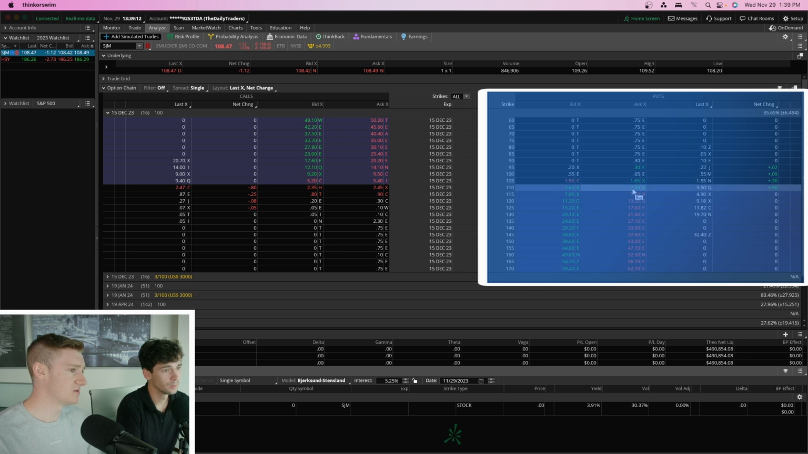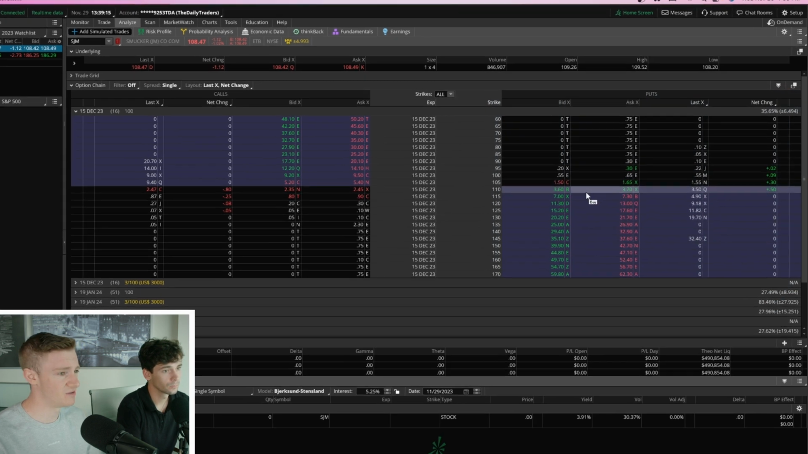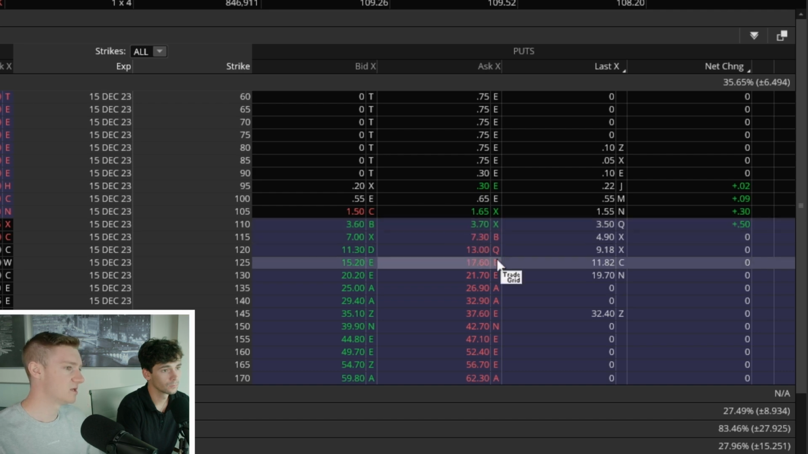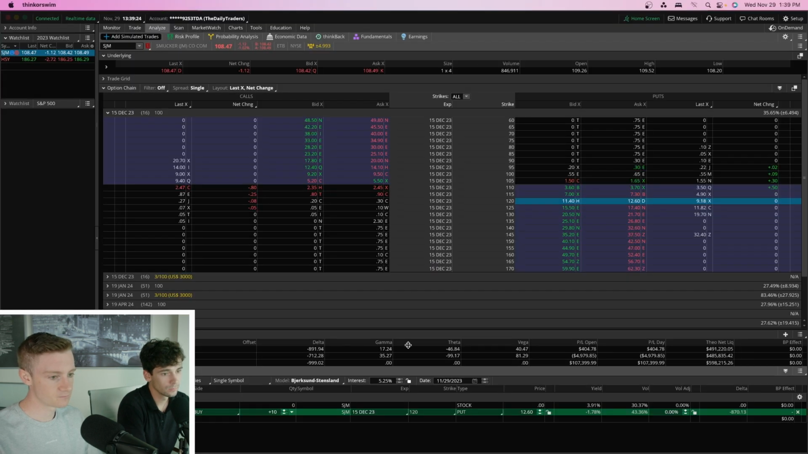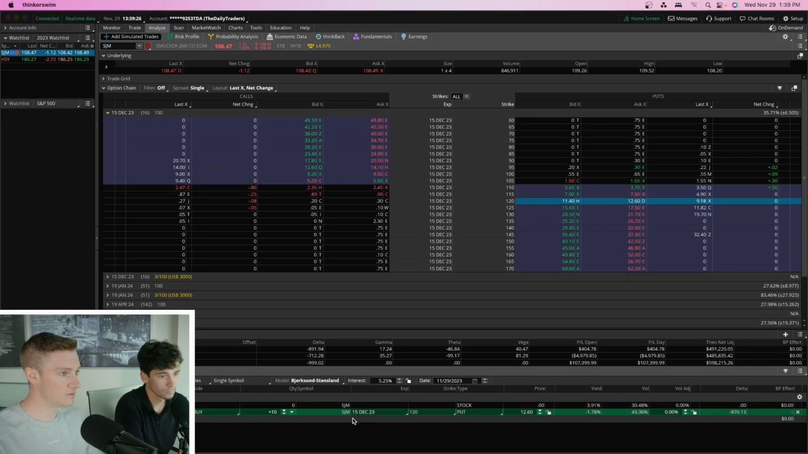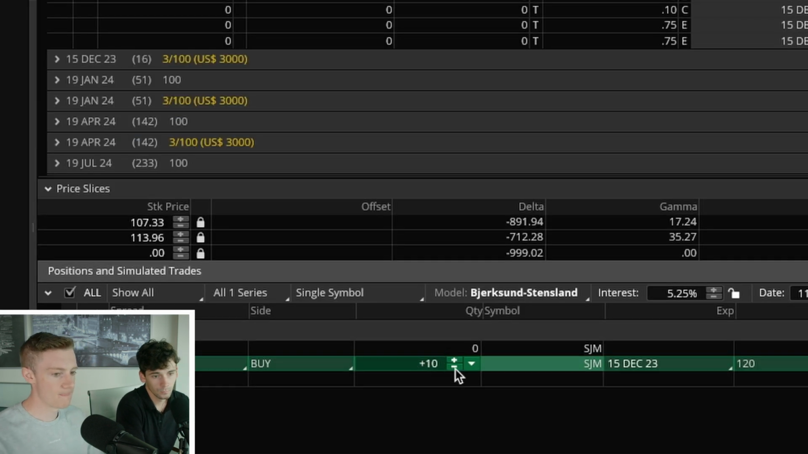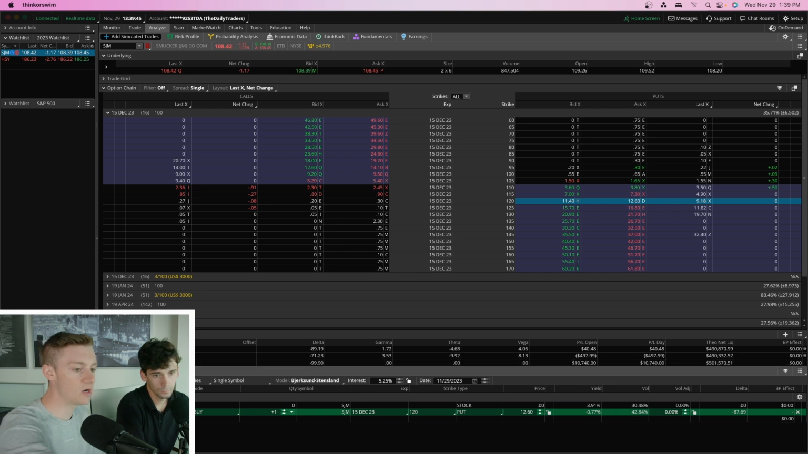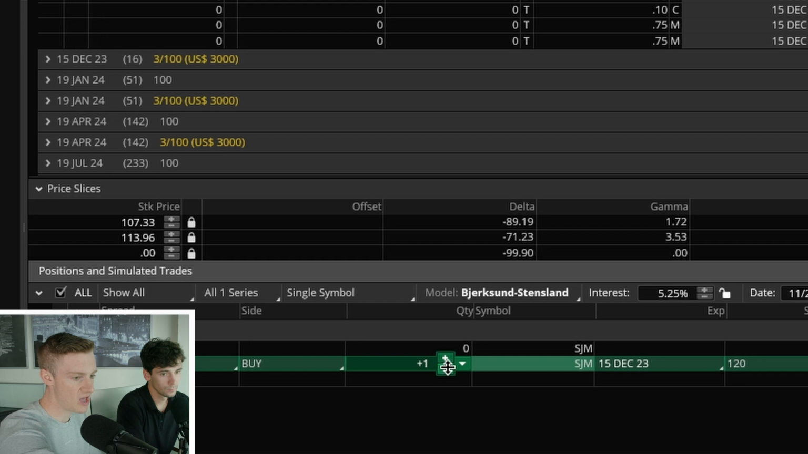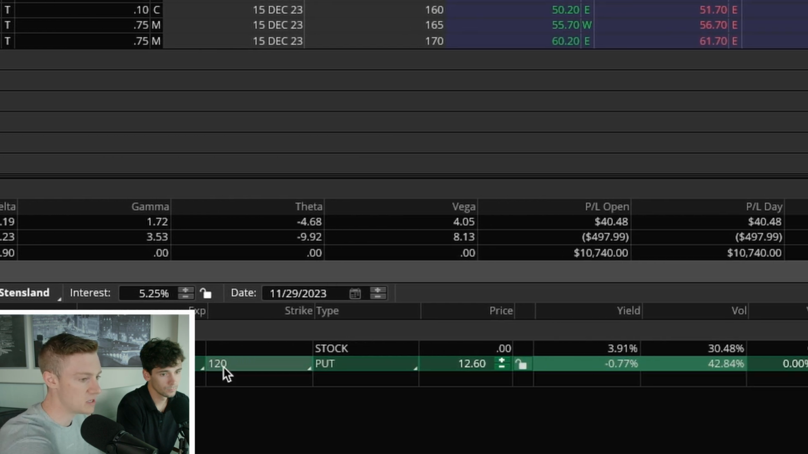So let's go with something a little more conservative, like the 120s, in the money a bit. Again, blue is in the money, and the dark is out of the money. So you clicked on buy, under ask, and now we want to do the math behind one contract, just to make it more straightforward. The percentage gain or loss will end up being the same for the whole position, however many contracts. So you can see we're buying one contract of the SJM December 15th 120 puts.